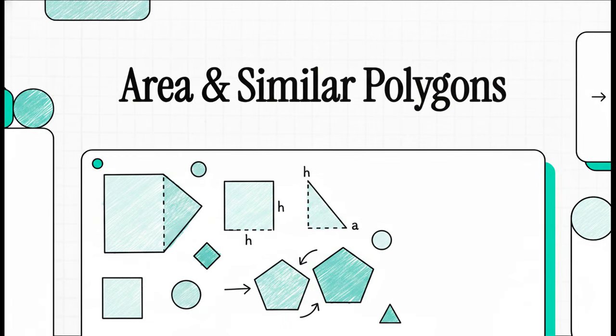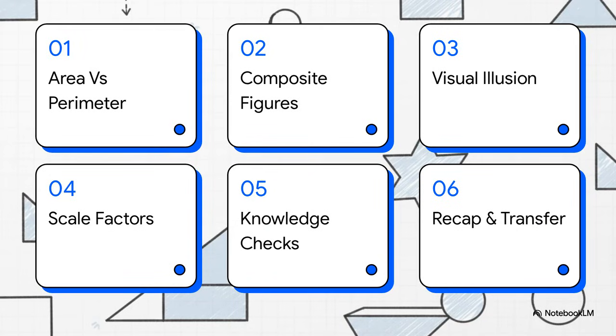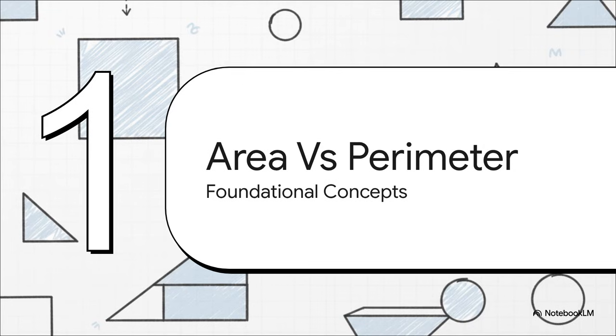So let's jump in. Here's a quick look at our agenda. We'll cover area versus perimeter, decomposing composite figures, something called the visual area illusion, scale factors and similarity, and we'll finish up with 2 knowledge checks. All right, section 1, area versus perimeter.